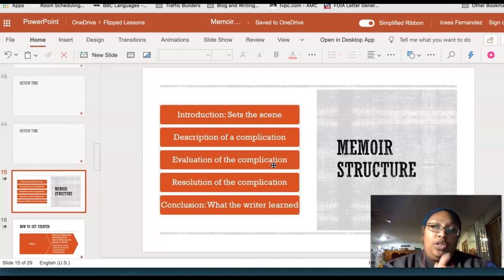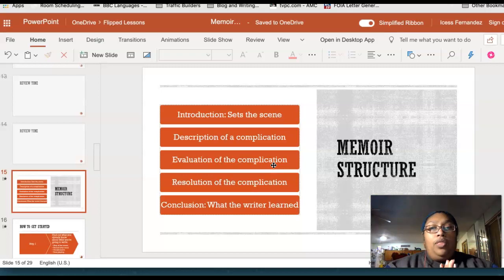Then there's a resolution to the complication. You made a decision, and now you have to live with it. And then the conclusion, which is what makes a memoir: your thoughts, what you learned from the experience. I want you to notice that there are five things on this slide. And it doesn't mean that this is for each paragraph. It just means there's five sections of this essay.